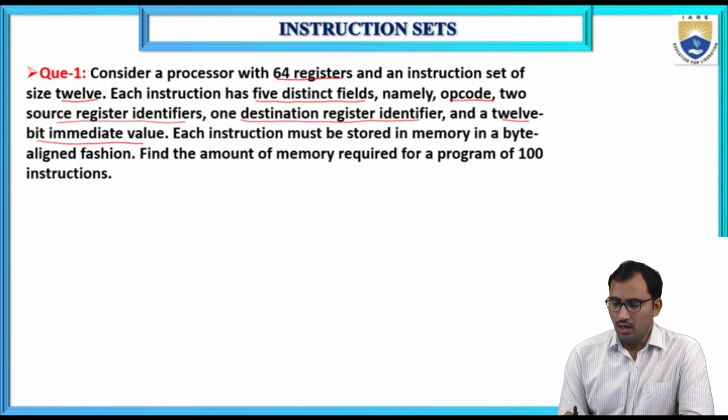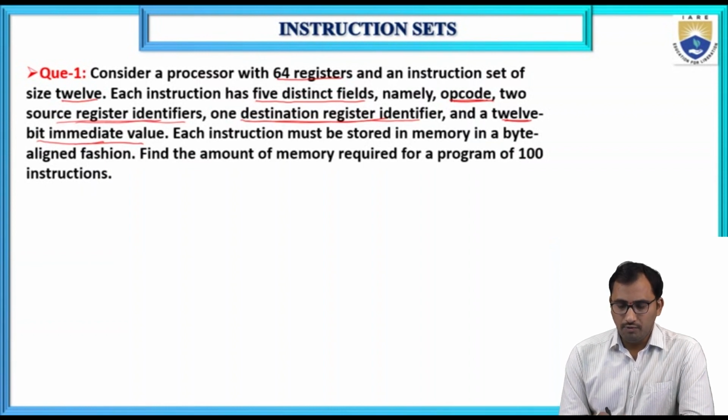So the first field is the opcode, the next two are the source register identifiers, the next one is the destination register identifier, followed by a 12-bit immediate value. These are the different fields of the instruction. Each instruction must be stored in memory in a byte aligned fashion. Byte aligned fashion means the instruction will be stored in 1 byte, 2 bytes, 3 bytes, 4 bytes, like that. It will not be 2.5 bytes or 2.6 bytes. It will take the nearest integer value. That is a byte aligned fashion.